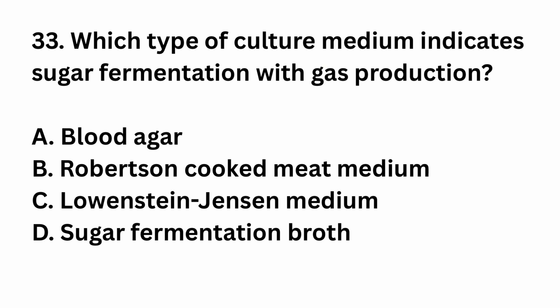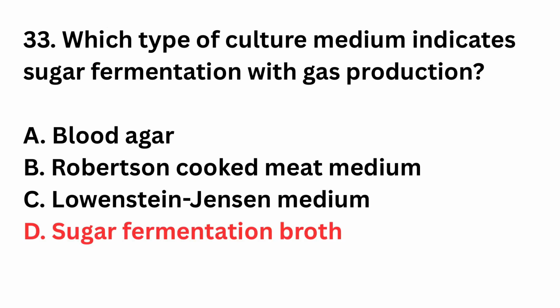Question number 33. Which type of culture medium indicates sugar fermentation with gas production? Blood agar, Robertson cooked meat medium, Lowenstein-Jensen medium, sugar fermentation broth. The right answer is option D, sugar fermentation broth. Sugar broths contain indicators and Durham tubes to detect acid and gas.